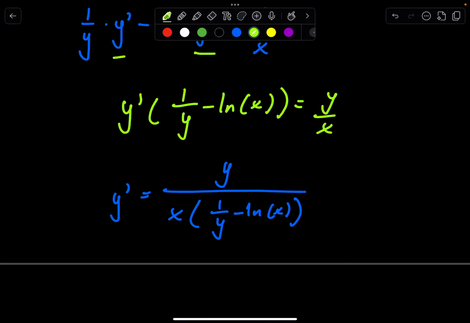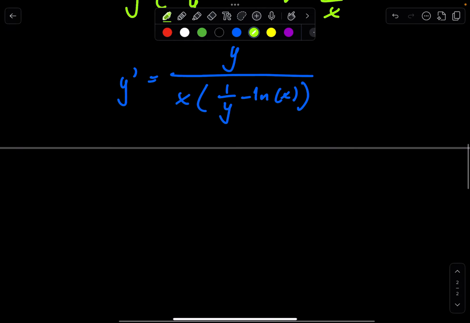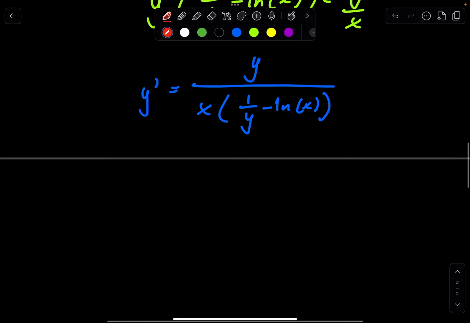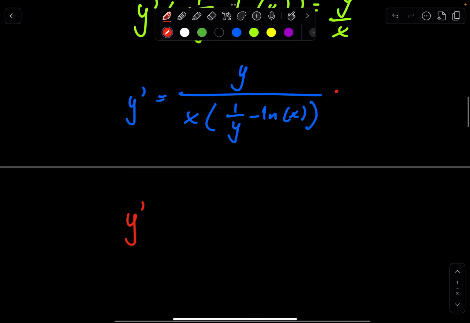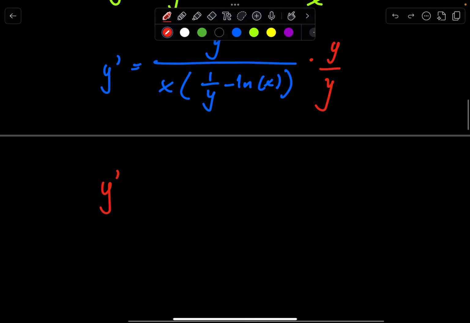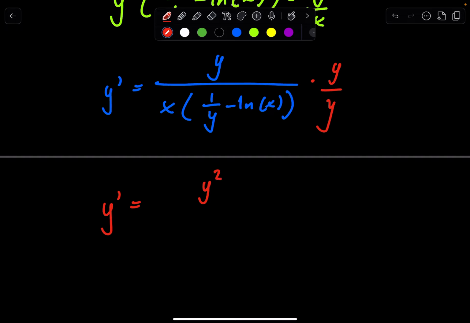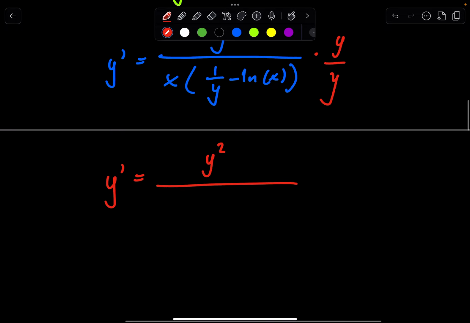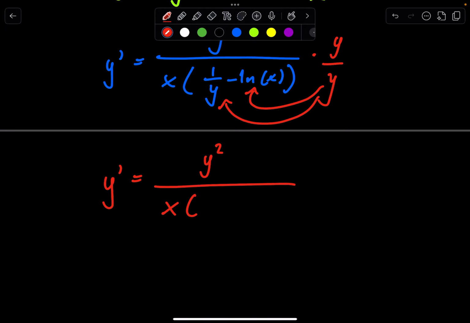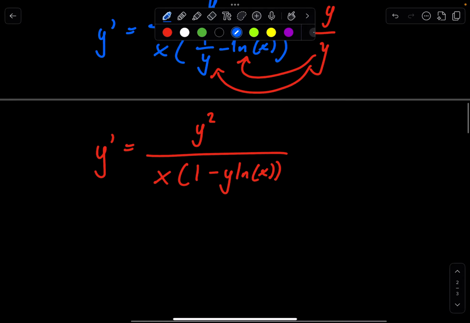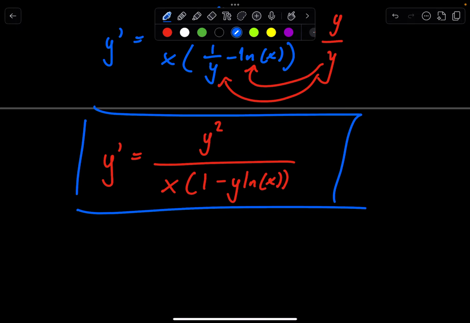Which is a pretty cool answer, if I'm going to be honest. But to simplify this a little bit further, I'll write in red. y prime, we're just going to multiply by y over y because I don't really like that y in the denominator there. But by doing so, we get y prime is equal to y squared at the top, which, we'll get to that in a minute, times x, and then by essentially multiplying by y, we can distribute this. This becomes 1, and this becomes y ln of x. So we get x times 1 minus y ln of x, just like that. Now, this is our final answer, and it was a really cool problem.